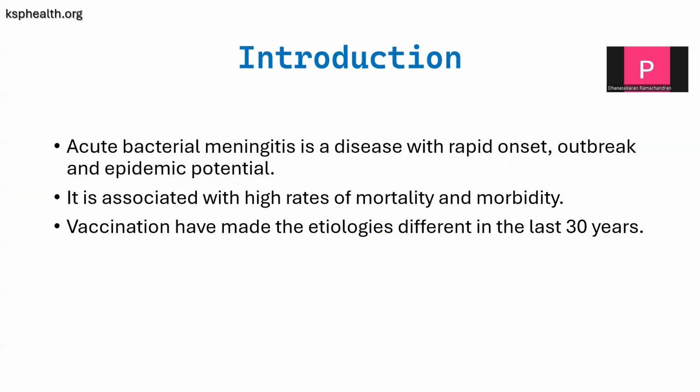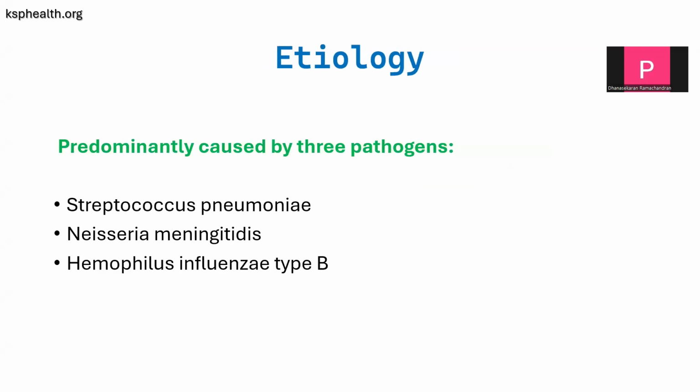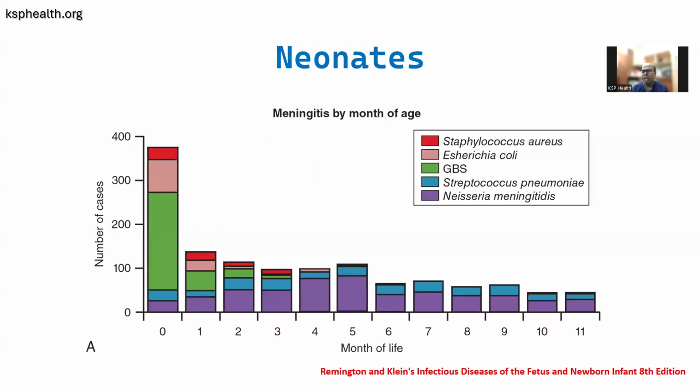As you know, acute bacterial meningitis is a disease with rapid onset, outbreak, and epidemic potential. It's associated with high rates of mortality and morbidity. Vaccination has made the etiologies different in the last 30 years. Predominantly, it is caused by three pathogens, namely Streptococcus pneumoniae, Neisseria meningitidis, and Haemophilus influenzae type B. It varies depending upon the age.